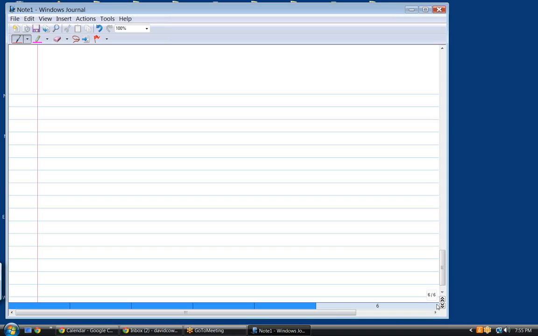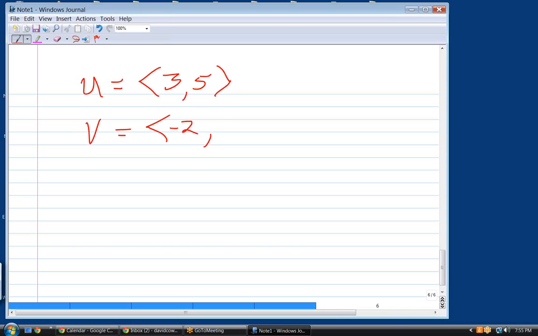Okay, so it says if u equals 3, 5, and v equals -2, 1, which of the following relationships is true about u and v? And there's 4 options. There's parallel, orthogonal, sisters, and none of these. Okay.